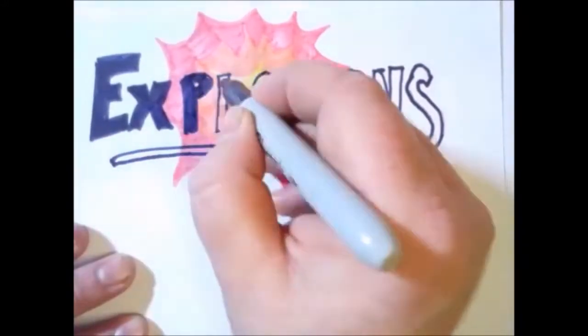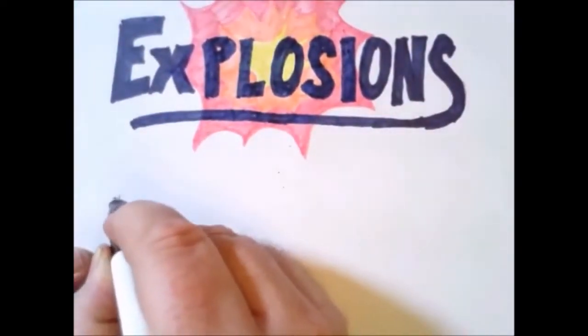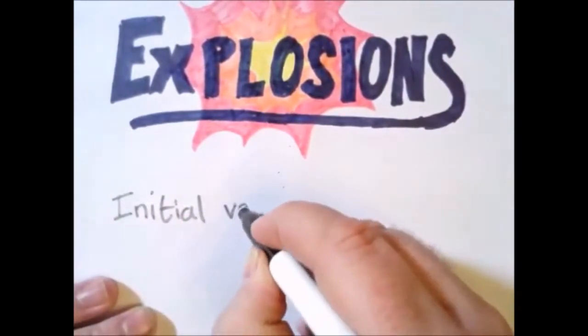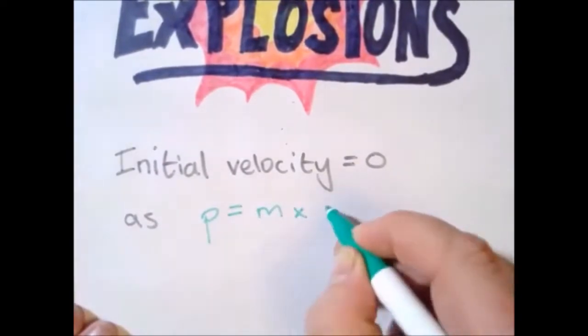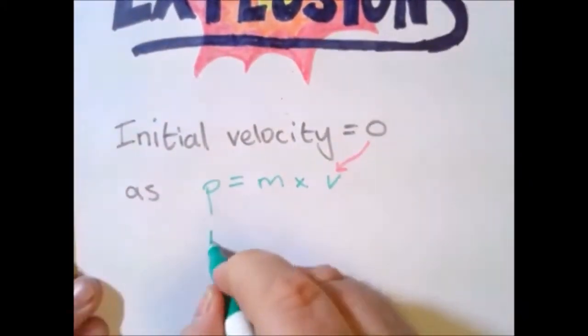So in explosion problems, we have an initial velocity which is set to 0. So let's write that down. Initial velocity is set to 0. And because momentum is equal to mass times velocity, then the momentum has to be 0.